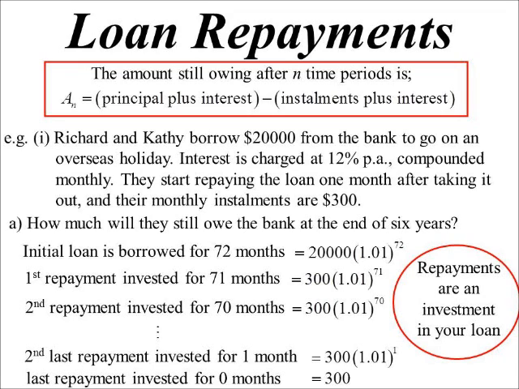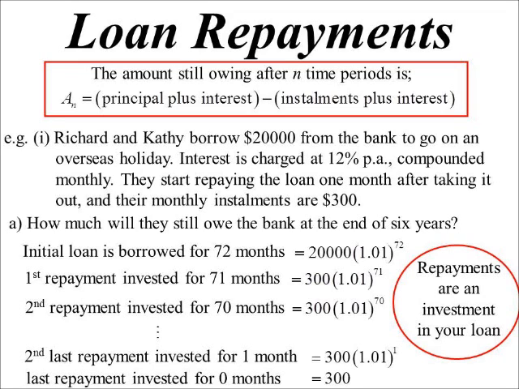So unlike the superannuation, where the last investment is in the bank for a month, when it comes to repaying the money, the last repayment, that's it, we're finished. I don't owe anything more, so you're not going to charge me any more interest. So that's the difference between the two. So the last repayment will actually be there for 0 months. Now, why do I say repayments are an investment?